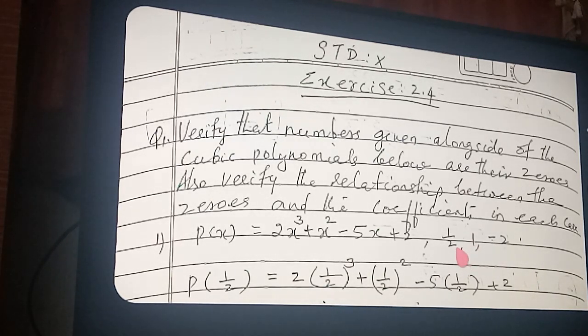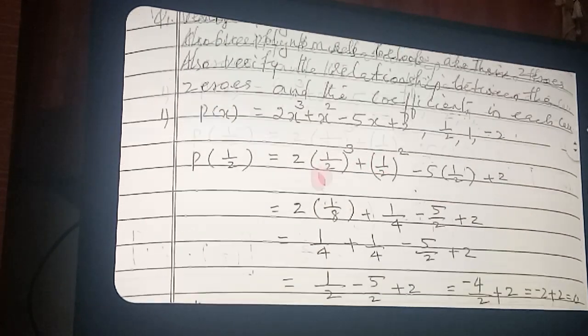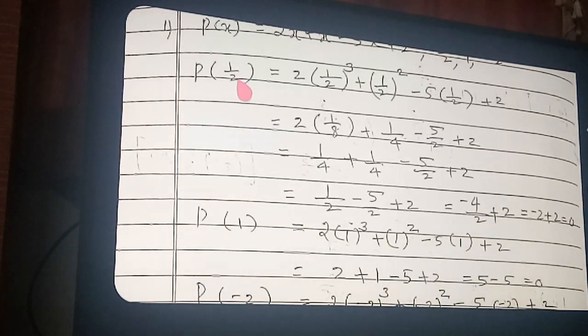For finding that, we have to find out the value of the polynomial at them. If the value is coming 0, then we can say they are the zeros. So first I will find out p of 1 by 2. In the place of x in the polynomial, I wrote 2 into 1 by 2 the whole cube, in the place of x square I wrote 1 by 2 the whole square, minus 5 into 1 by 2 plus 2.